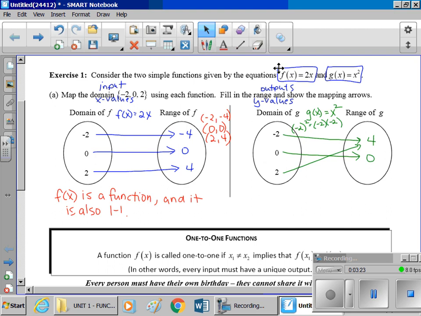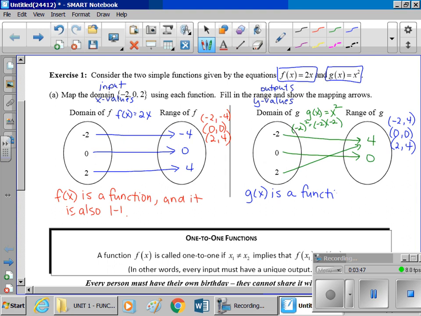Let's take a look over here now, and we can see that we have a different situation. Here we have -2, +4. We have 0, 0, and we have +2, +4. In this case, I can say g of x is most definitely a function, because those x values do not repeat. But it is not one-to-one.